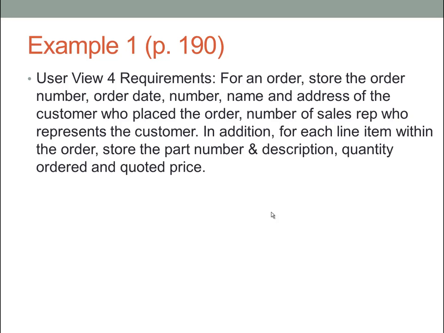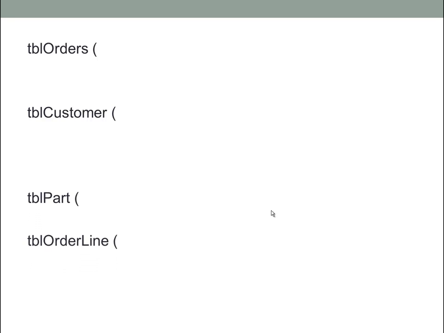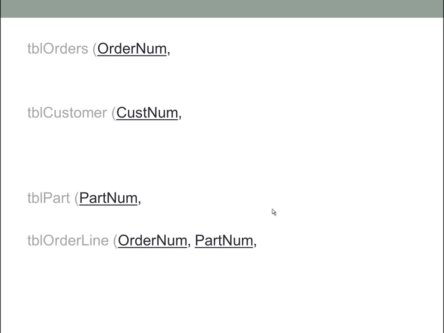So I'm going to go back and try to figure out my table design, and I determined that four tables are required. In identifying that collection of tables, I determined that I need a table for orders, a table for customers, a table for parts, and a table for my order line specifics. I figure out what the primary key field or fields are going to be for each table. For my orders table, the order number; customer table, the customer number; part table, the part number; and for the order line table, I need the combination of two fields, order number and part number, in order to uniquely identify each row in that table.